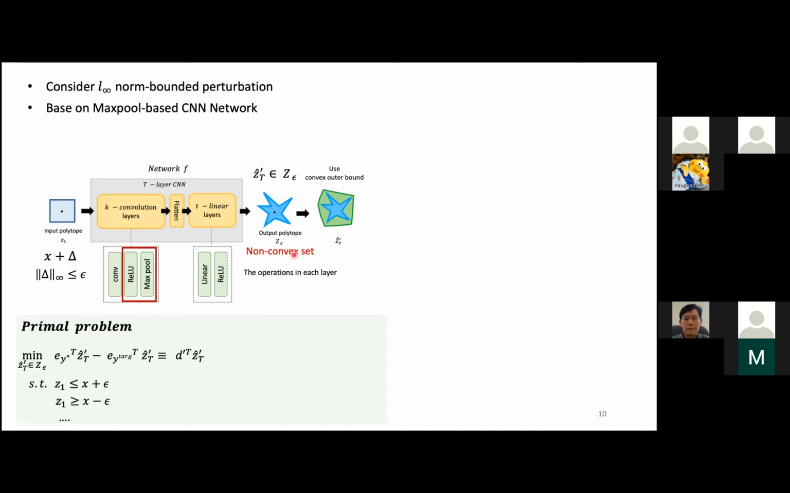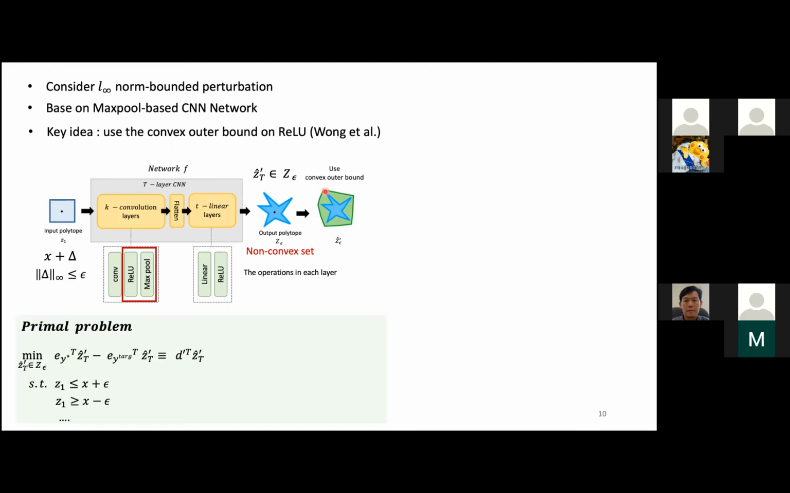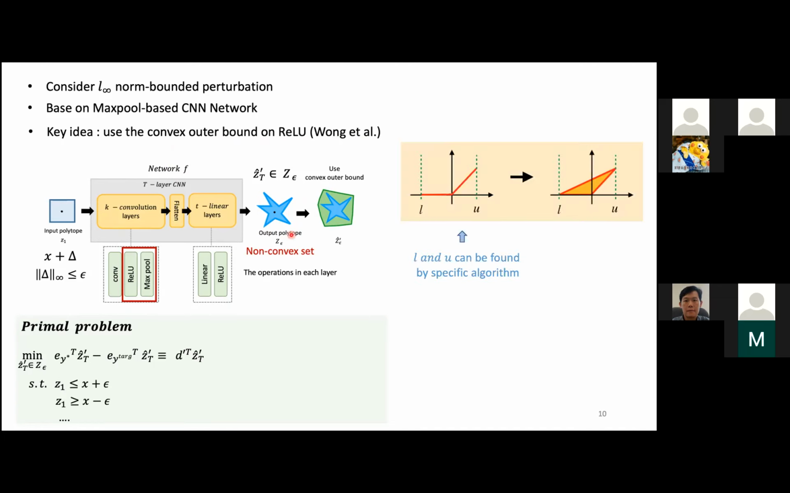It's a little hard for us to analyze the non-convex set. So here we apply the idea proposed by Wang. They use the convex outer bounds on ReLU to deal with it, and finally can make this set a green convex set. And here, let's see how one deals with it on ReLU.